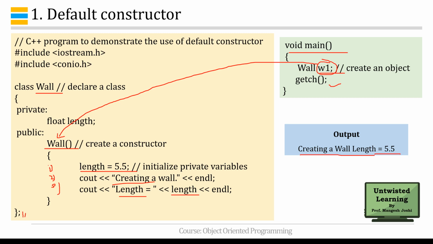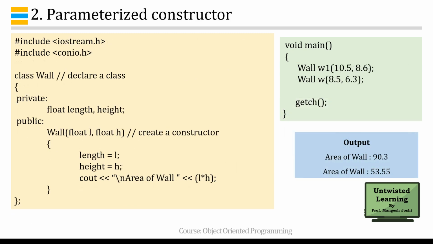The second type of constructor is the parameterized constructor. As the name suggests, your constructor will have some parameters in it. We will take the same example. We have included the required header files. Then class wall is declared, and in the private section we have two variables, length and height. In the public section, we have declared a parameterized constructor. You can see there are two arguments, or two parameters, passed.